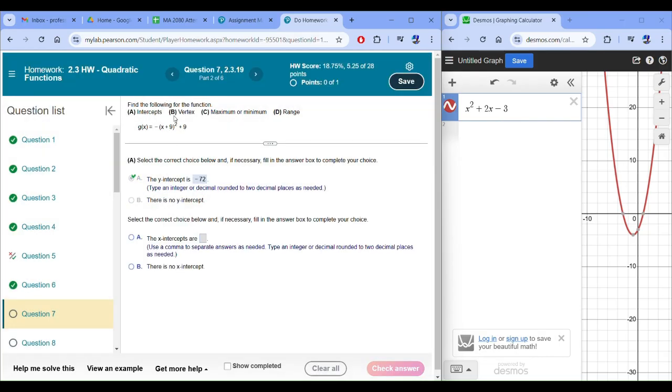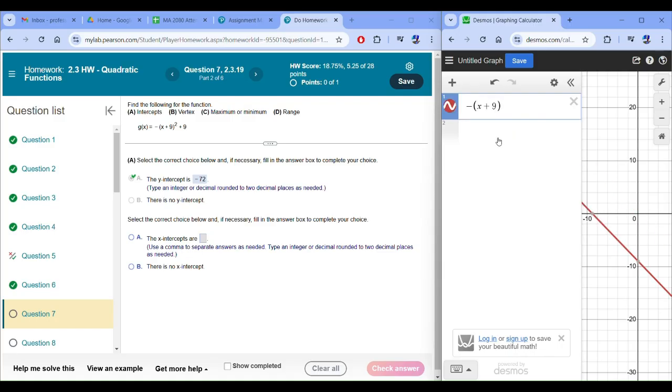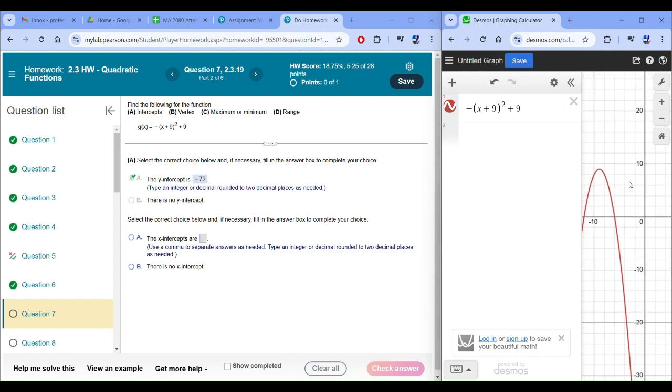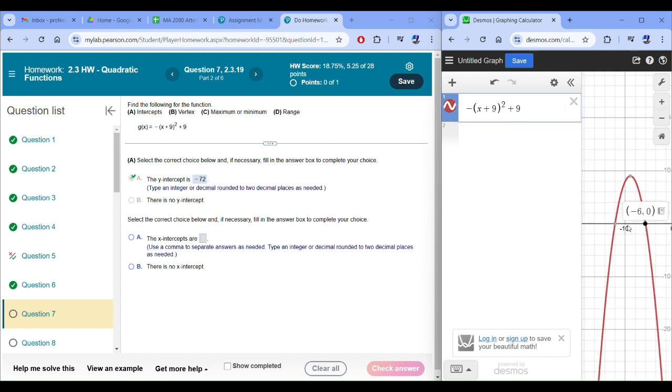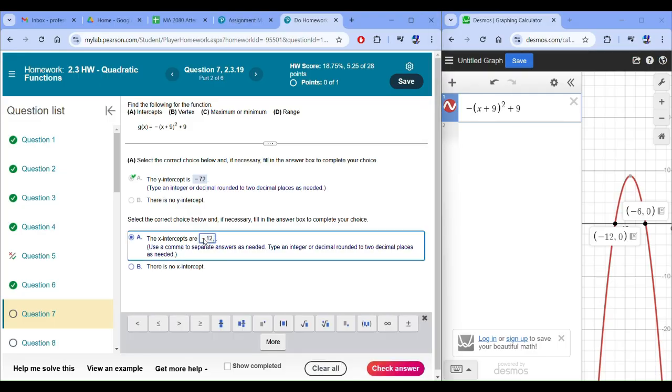The x-intercepts. To find the x-intercepts, my best bet is probably just take a look at this graph and see what's going on. So negative parentheses x plus 9, close the parentheses, square it, and then add 9. So here, there should be negative 6 and negative 12. So I can now just use a comma to say negative 12, comma, negative 6.